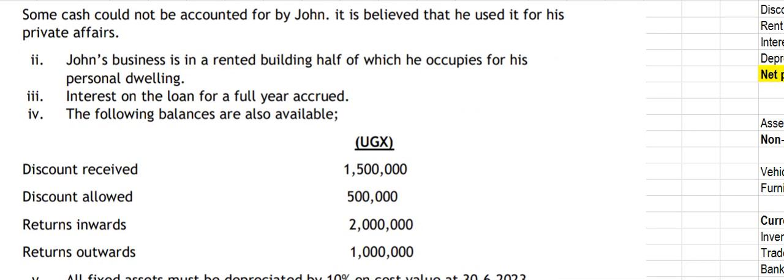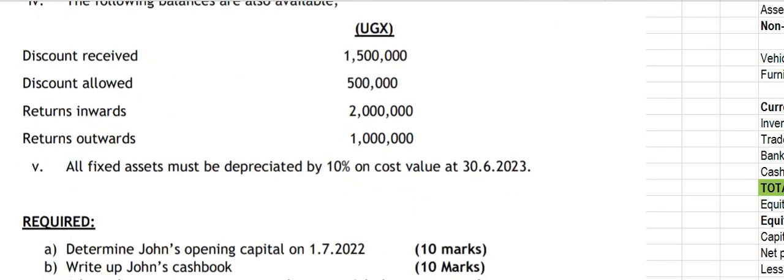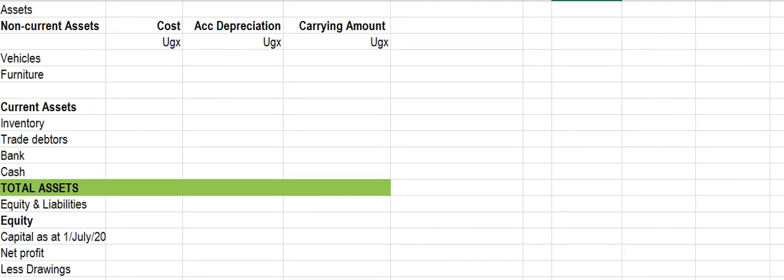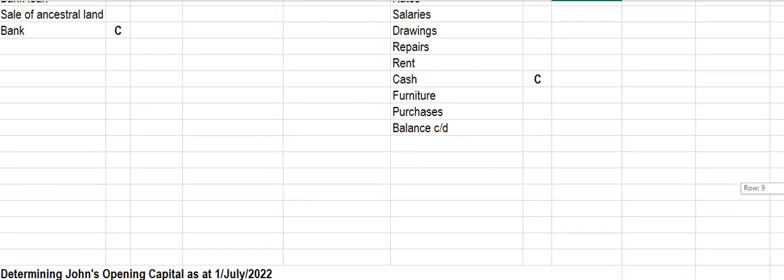Now we need to look at something else. Write up Johnny's cash book. So we are going to come up with Johnny's cash book. Remember, we have cash transactions as well as bank transactions. You have discounts received as well as discount allowed. So if I have discounts received and discount allowed, and then cash and bank, the most suitable cash book format we can come up with is the 3-column cash book. So I'm going to come up with a 3-column cash book. Then we see the transactions through the bank and cash transactions, we enter them in the cash book of John.